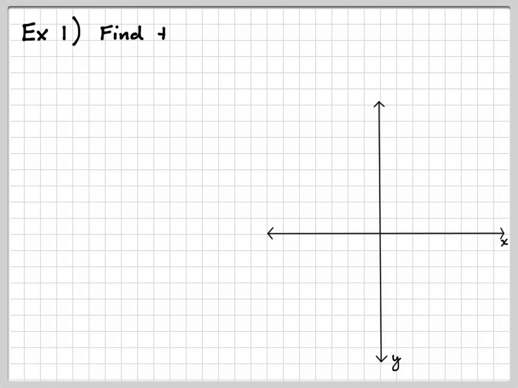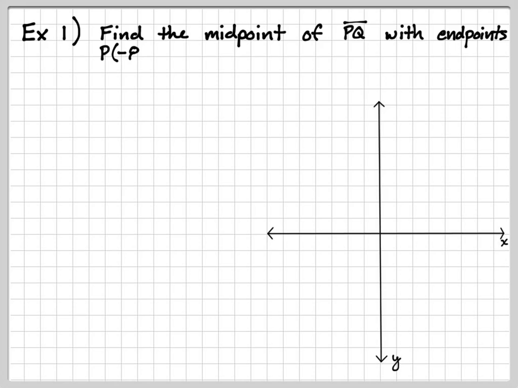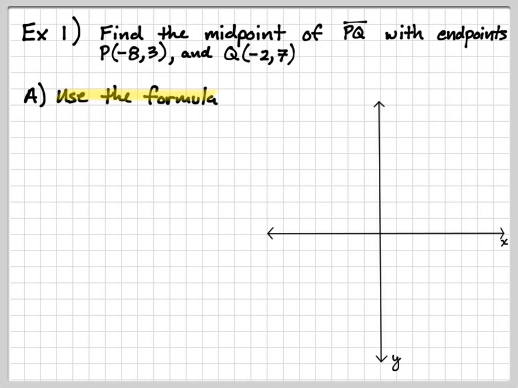Example 1. Find the midpoint of PQ with endpoints P is negative 8, 3, and Q is negative 2, 7. So I'm going to go ahead and use the midpoint formula the first time. So I go ahead and copy my formula again.